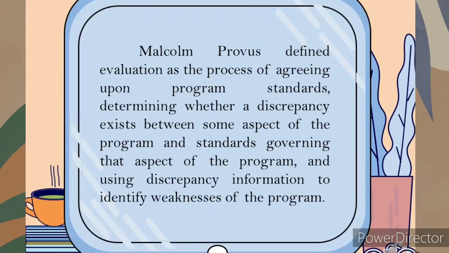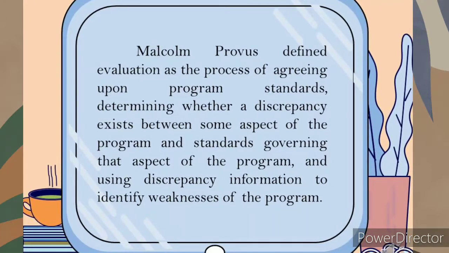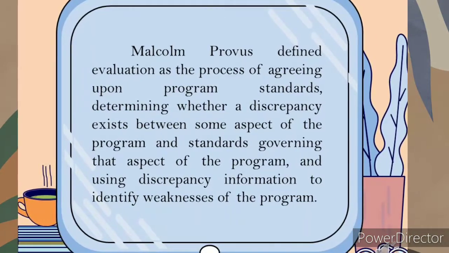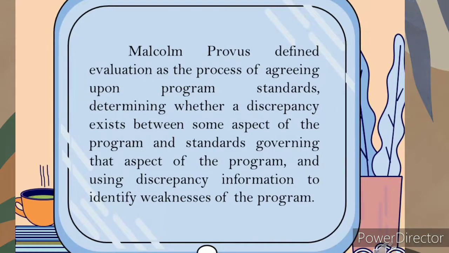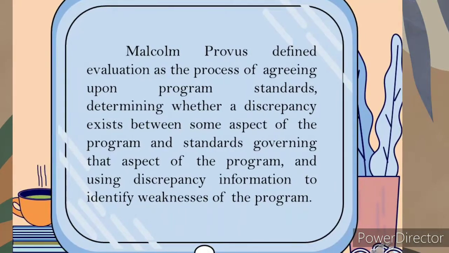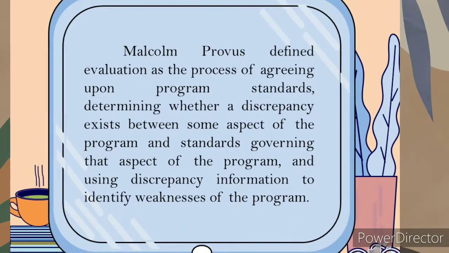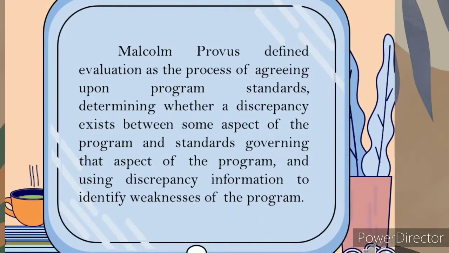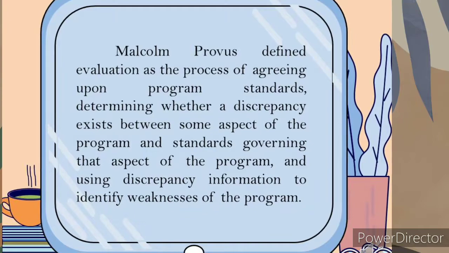Provus considers discrepancies to be the essential clue in program evaluation. Discrepancies point out differences between what the program planners think is happening in the program and what is actually happening. Provus recommends that when discrepancies occur, either program performance or program design standards can be changed.